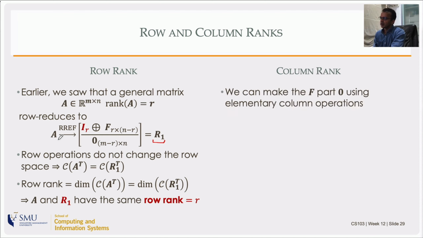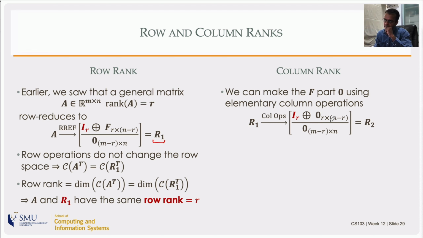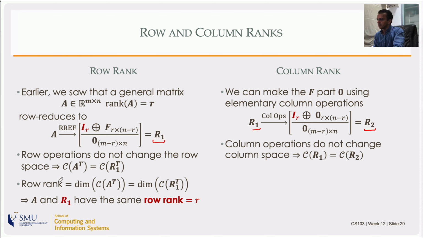If I want to think about the column rank, starting from R1, I can apply column operations without changing the column space of R1. If I do that, I will eventually get a bunch of 0 columns, because just like we got 0 rows by doing row operations, and I'll get an identity matrix by itself. That is a different matrix, R2. The column rank of R2 will be the same as the column rank of R1, and the row rank of R2 will be the same as the row rank of A. This is because the column operations do not change the column space.